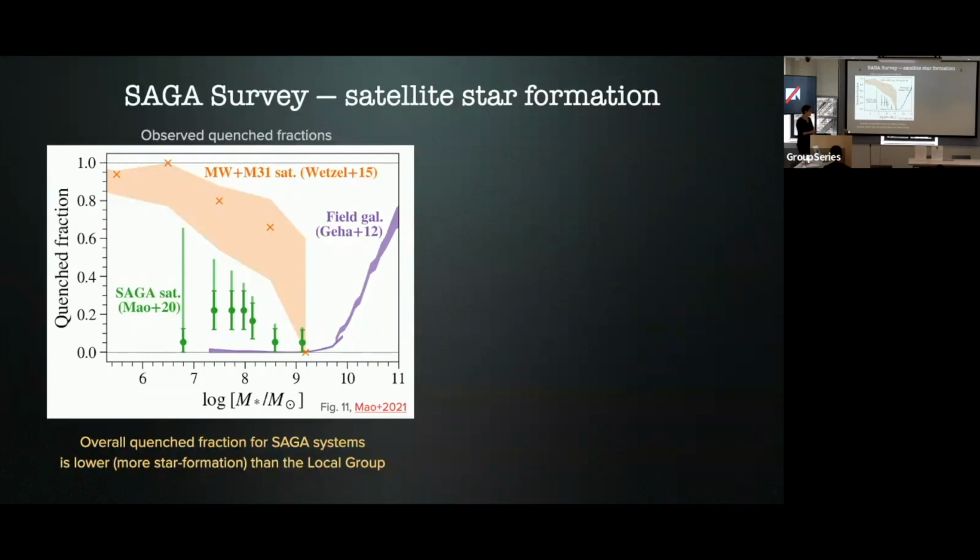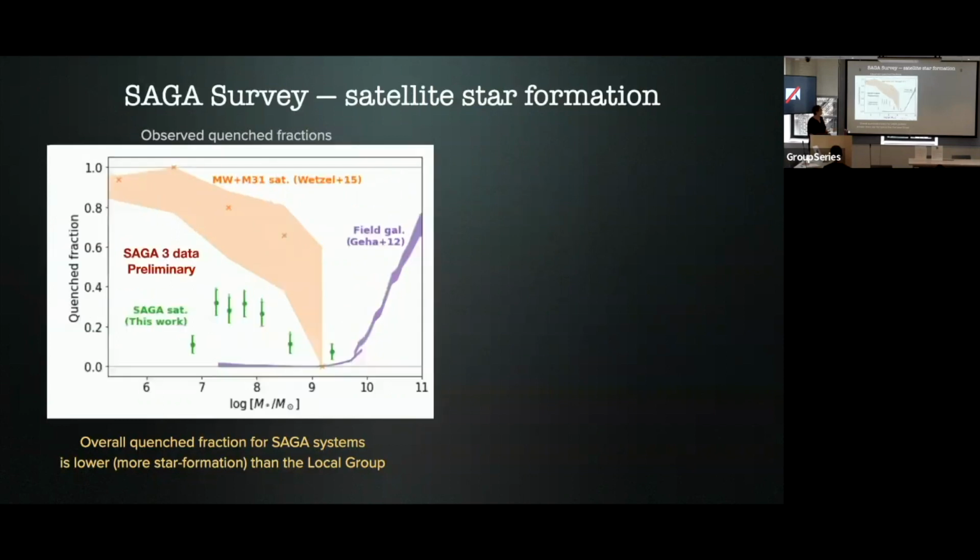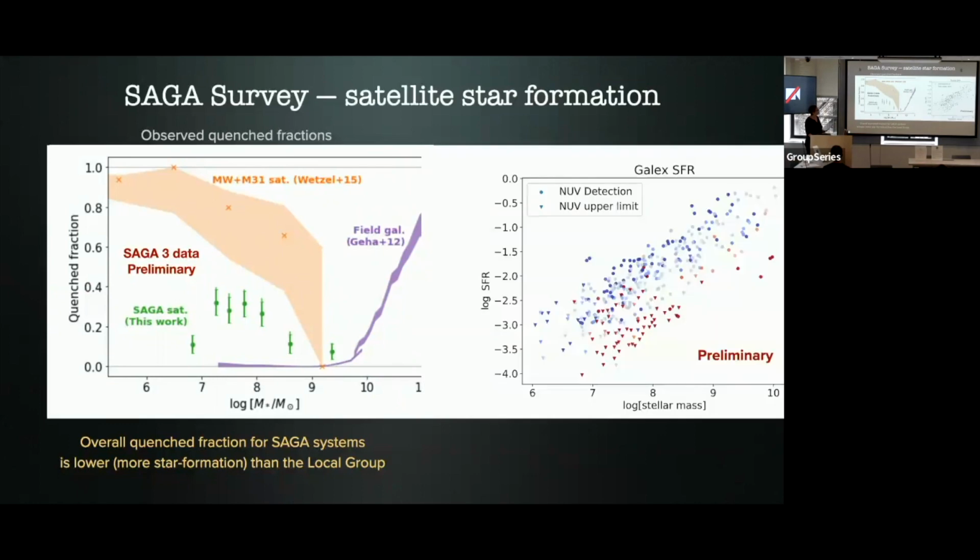So the overall quenched fraction is, there's more star formation than there is in the Local Group. We now have 100 systems, so this is preliminary. We still wouldn't trust the error bars yet, but this is from 100 systems from the SAGA data, and we're still getting more star-forming satellites than you see in the Milky Way. But there is a big scatter, so the fact that the Milky Way is somewhere in this distribution of 100 is not shocking, but quite interesting.